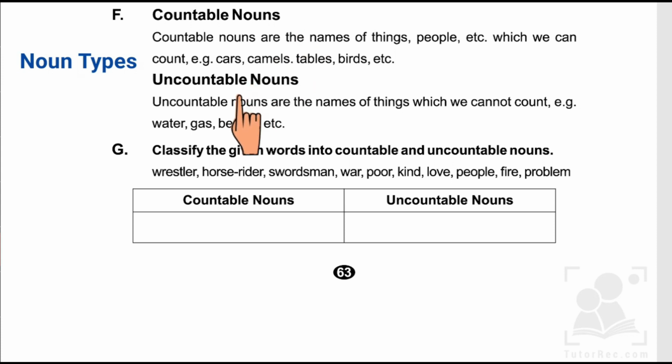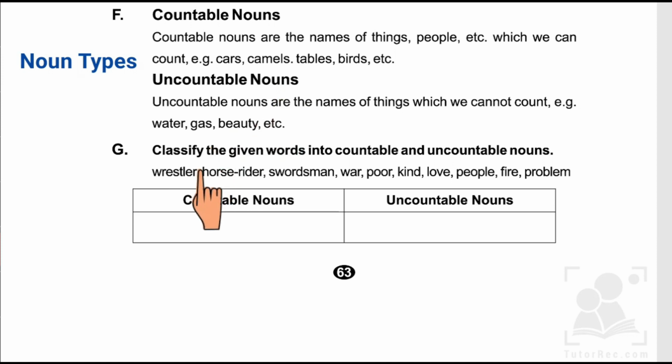The second category is uncountable, that you cannot count simply, such as water, which cannot be counted but measured. Gas cannot be counted. Beauty cannot be counted. So countable nouns are all the nouns that can be counted. Uncountable ones are all the abstract things or qualities or adjectives that can be seen but not counted, that can be felt but not counted, that can be expressed but not counted. So the first two categories we have learned today are countable and uncountable nouns.